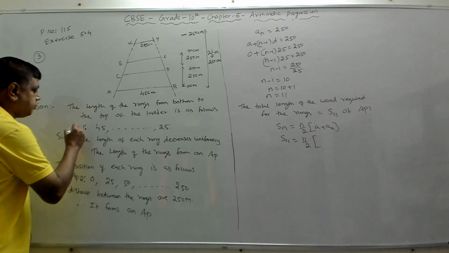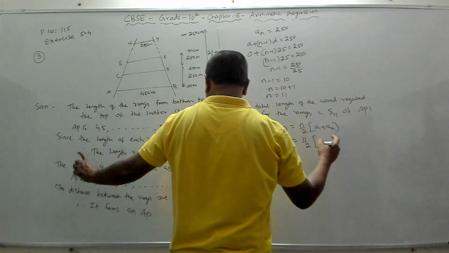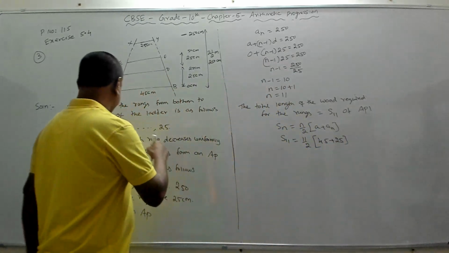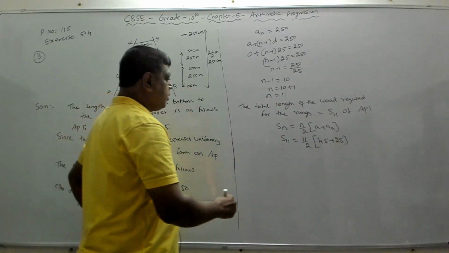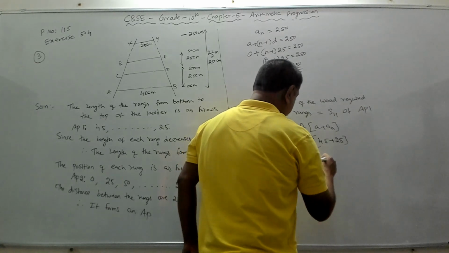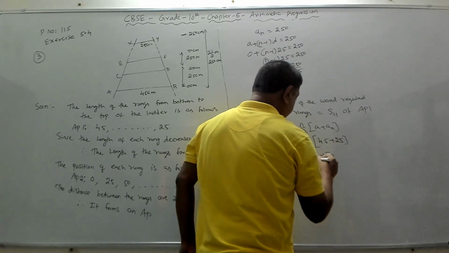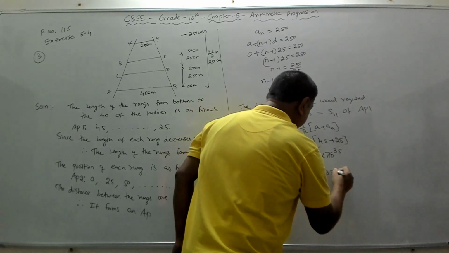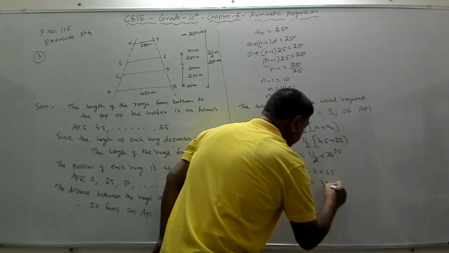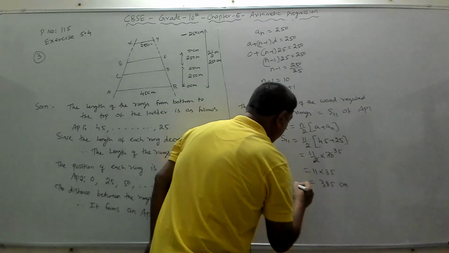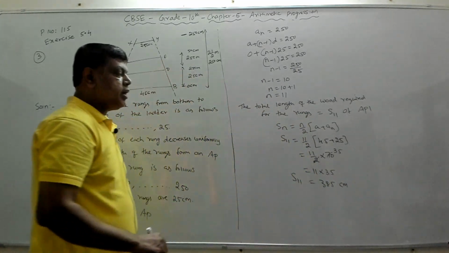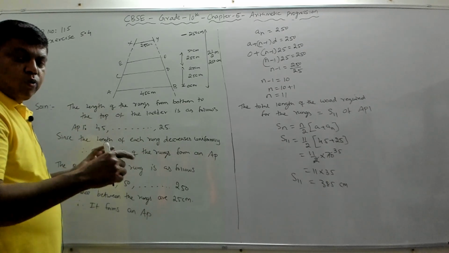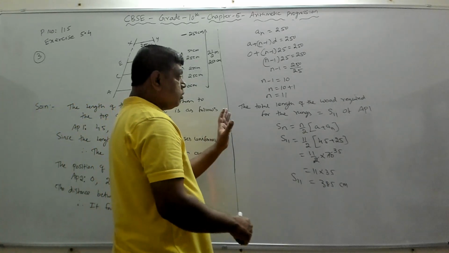This is first AP. So A is 45 plus An is 25. A plus An. Now that gives you 11 by 2 into this is 70. So cancel, you get 35. So 11 times 35, that gives you 350 plus 35 is 385 centimeters. So what is your S11? 385 centimeters.